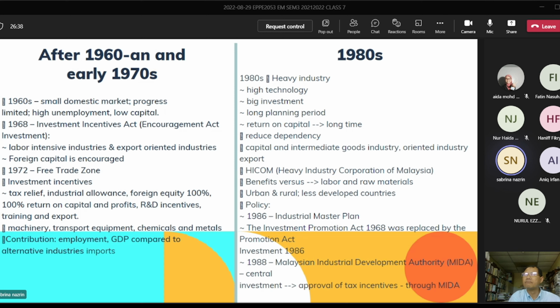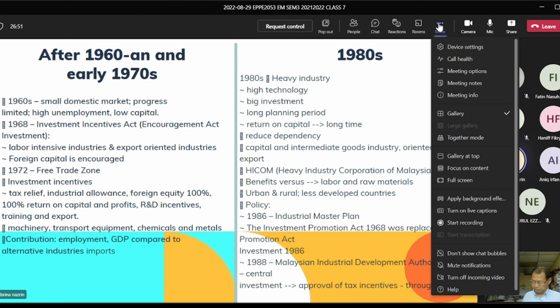In 1980 is heavy industry, which is high technology, big investment, long planning period, return on capital for the long term, and reduced dependency, capital and intermediate goods industry, export-oriented industry, HICOM, Heavy Industry Corporation of Malaysia, which is a benefit versus labor and raw material, urban and rural and less developed countries.